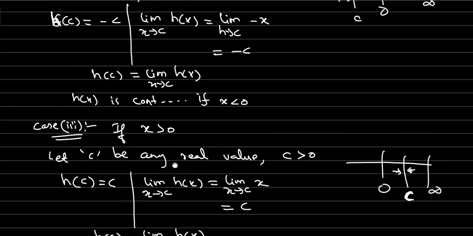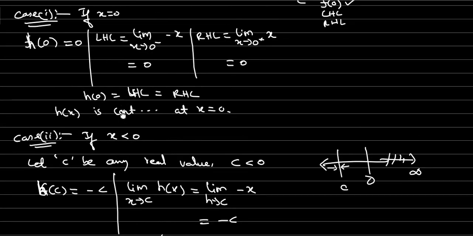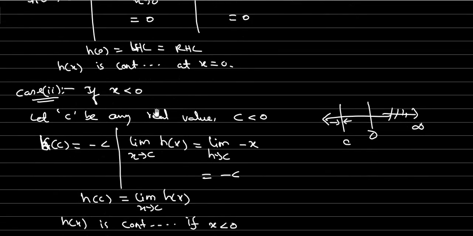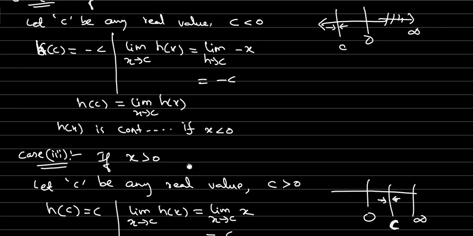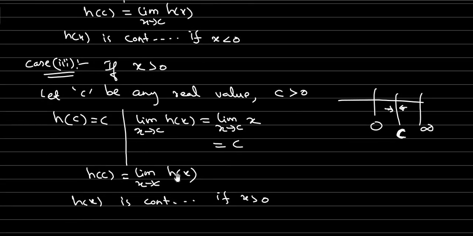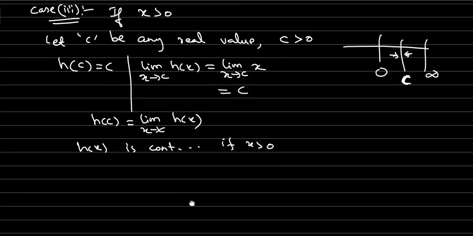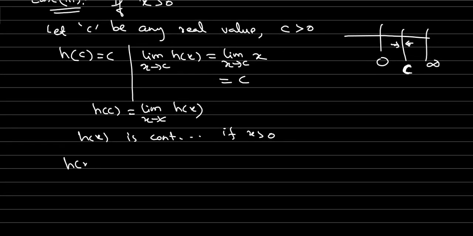From the above three cases, the first case we took was x equal to 0, the second case less than 0, and the third case greater than 0. Is there any discontinuous point you notice? No. So we can say h of x equals modulus of x is continuous for all real values.